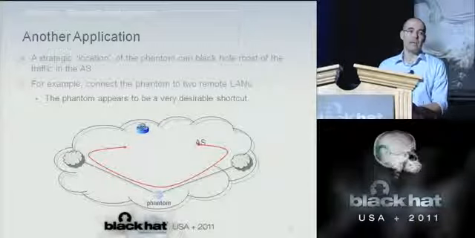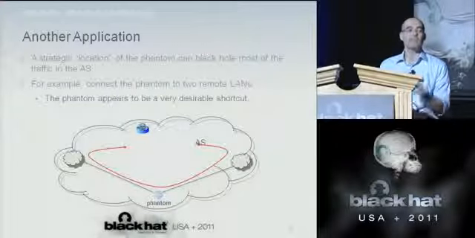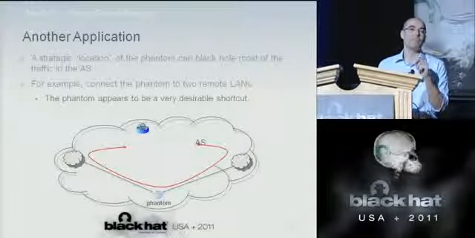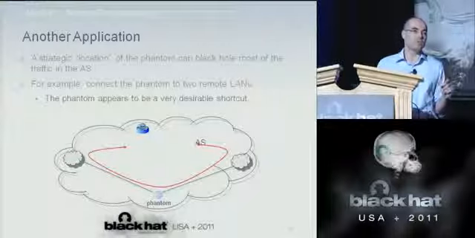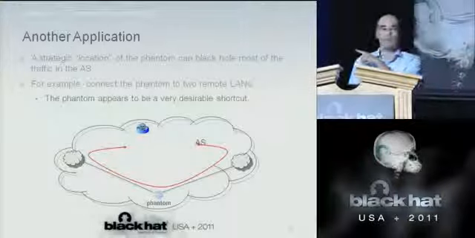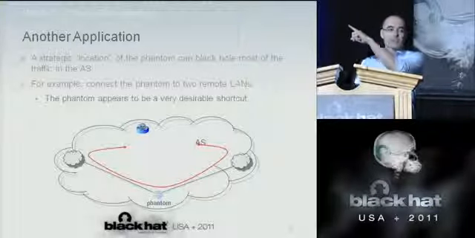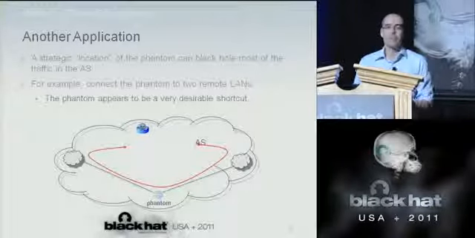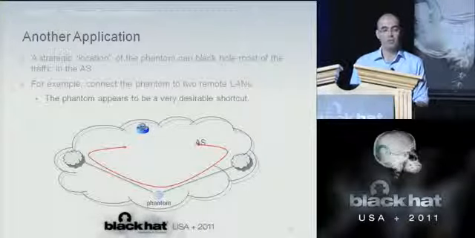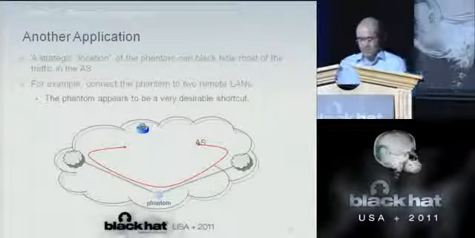We simulated the attack on real ISP topologies and found out that if the attacker chooses wisely the networks the phantom router will be connected to, it can actually black hole more than 50% of the traffic in the autonomous system. Just 50% of the traffic in the autonomous system will disappear by this simple attack, and that's it. Again, as before, the attacker is way up here. It does not reside on the left side network nor on the right side network. It is very hard for the network administrator to pinpoint the attacker. So this was the attack.